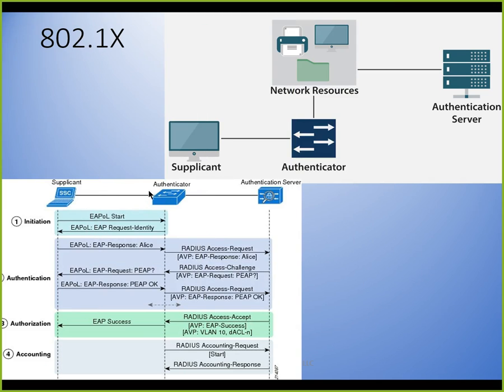What happens is when we come online, this guy is supposed to send us a request identity. If he doesn't, we send, okay, how about asking me for my identity? Then we get the request for the identity. We get a response here, and the response is Alice. The authenticator, the switch that we're trying to get a port open for us, sends a request to the Radius server. It sends a Radius challenge message back.